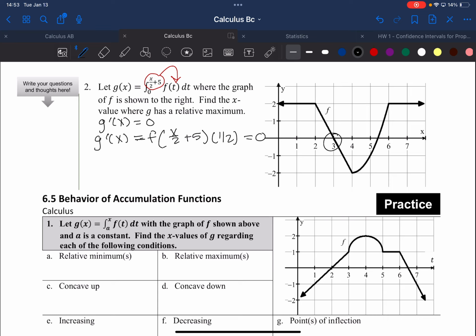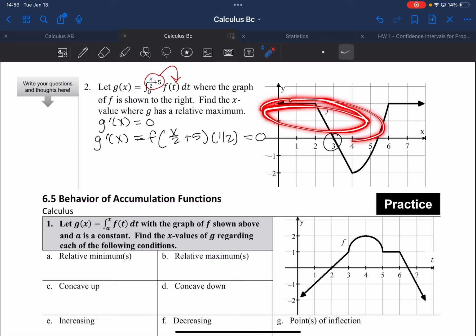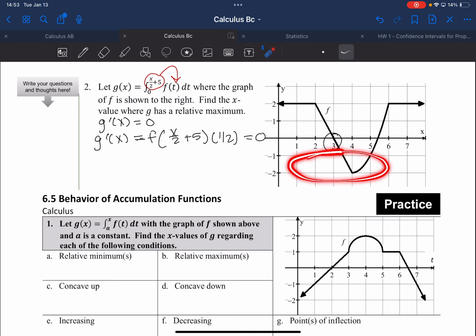Remember, for a maximum we're going from positive to negative. Positive, as in this top part is above the x-axis, to negative, this bottom part is below the x-axis. Versus 5.4 would be the opposite, where we're going from negative to positive, changing the signs. So x equals 3. We're going to keep that in mind in order to find that relative maximum.